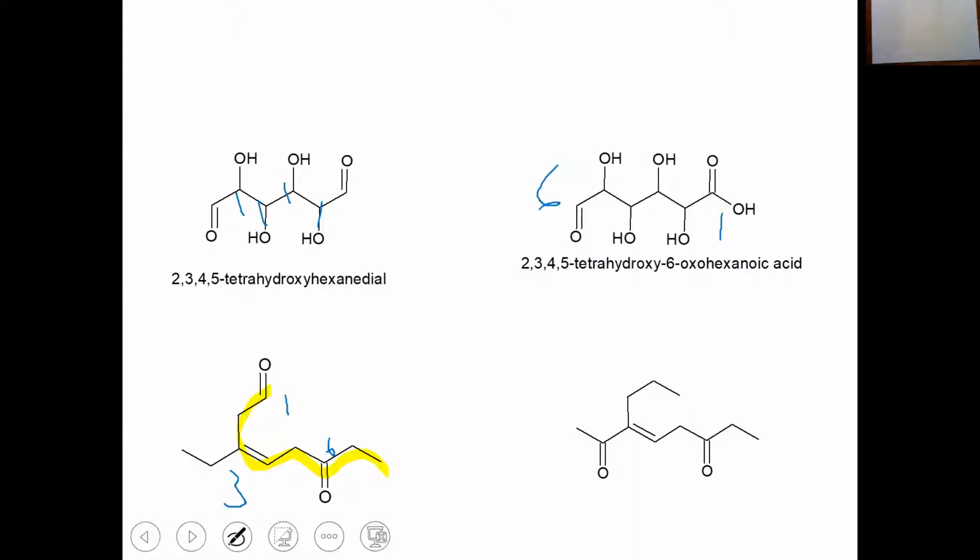There's an alkene. Is that alkene E or Z? The highest priorities are on the same side, so it's Z. That's this carbon up here and this carbon up here. So the full name: Z, 3-ethyl, 6-oxo, 3-octenal. Or you could write it out the way I've typed it here.